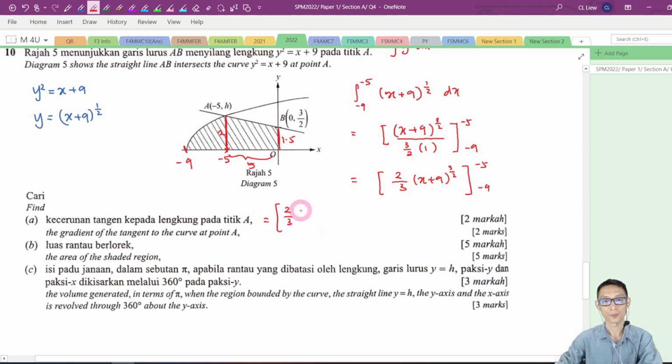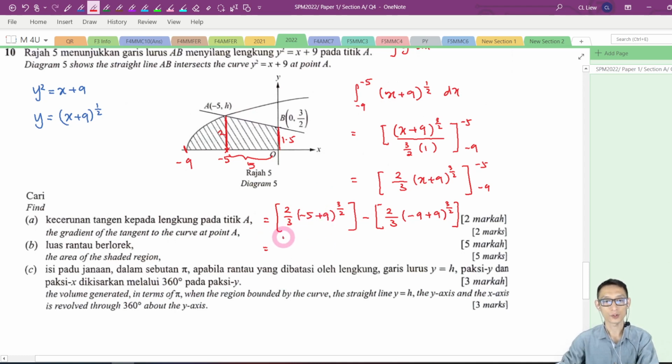2 over 3. So copy everything, just change the x to become negative 5. Minus, same thing, copy everything, but this time we will change the x to become negative 9. Okay, just press your calculator. So this is 2 over 3 times, negative 5 plus 9 is equal to 4, right? So times 4 to the power of 3 over 2.